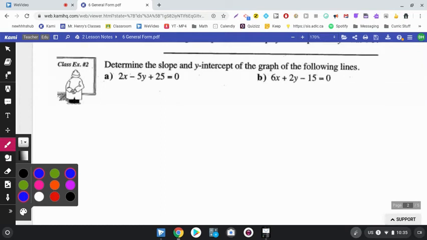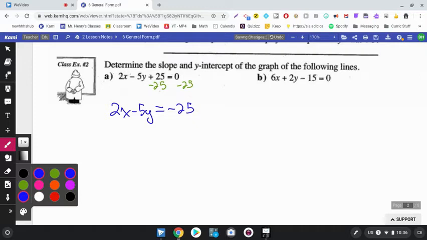Okay, so I look at the first one. It says determine the slope and y-intercept. I'm going back the other way. I want to get the y all on its own. All right, so I'm going to rearrange. I'm going to say, all right, let's move this plus 25. The opposite of plus 25, minus 25. And what I do to one side, I do to the other. 2x minus 5y equals negative 25.